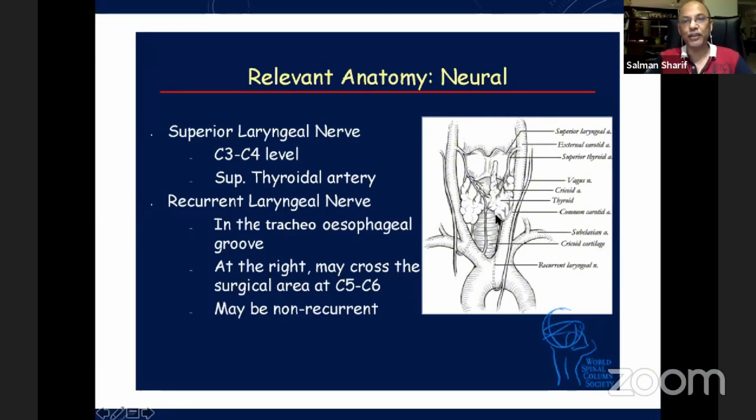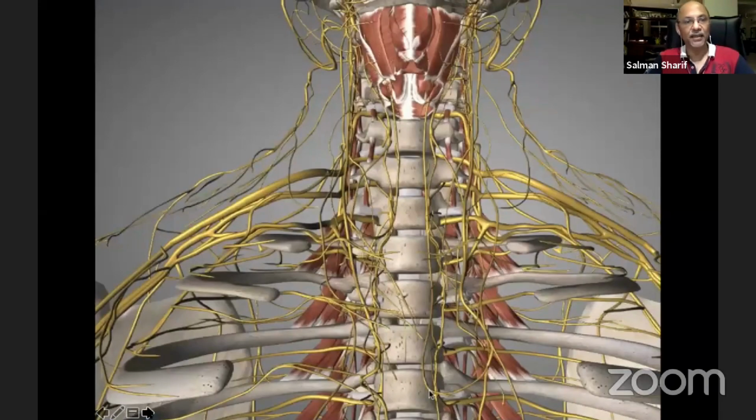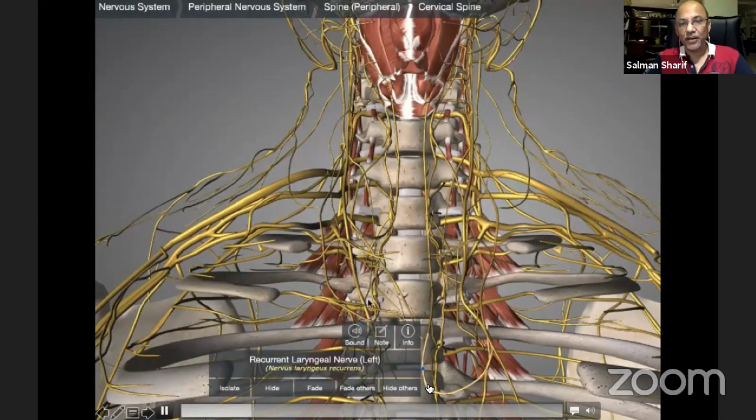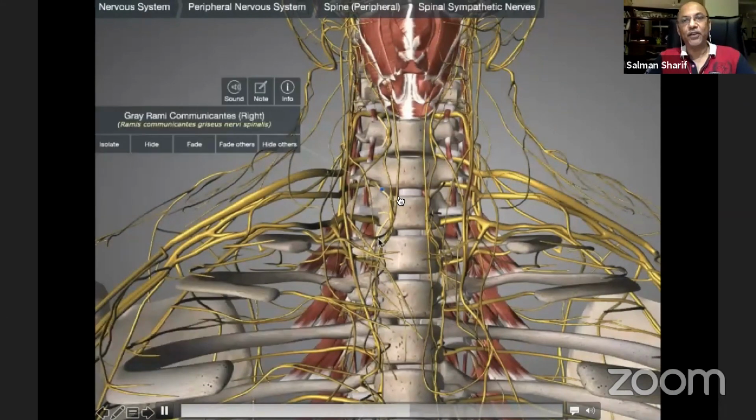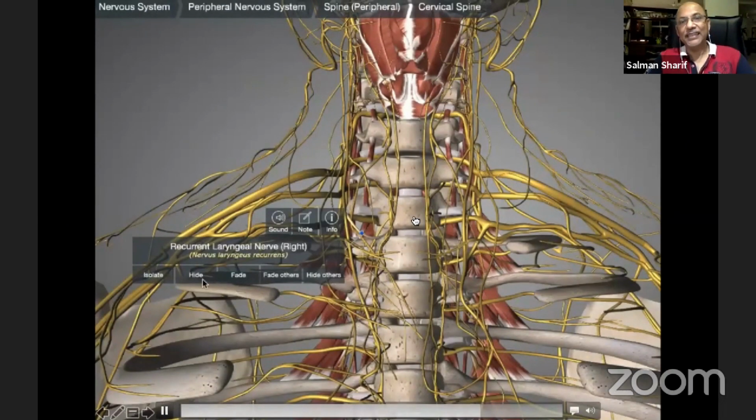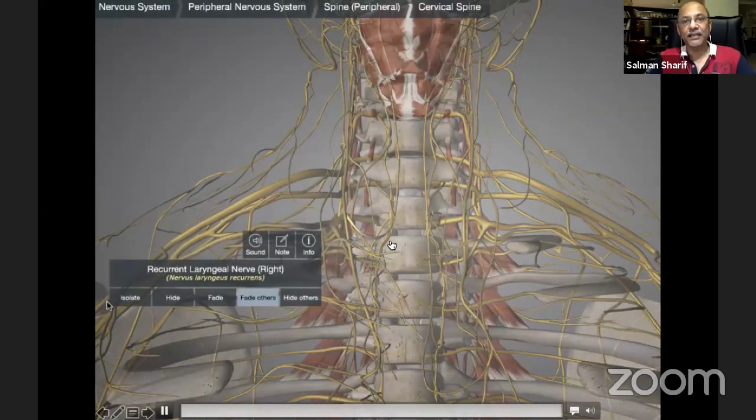So when you're operating, you need to be careful where exactly this is on the right side. The majority of right-handed surgeons operate from the right side. So if we see this, this is the recurrent laryngeal nerve on the left side, whereas this is the recurrent laryngeal on the right side. And you can see that this is the vagus nerve going up on both sides as well.